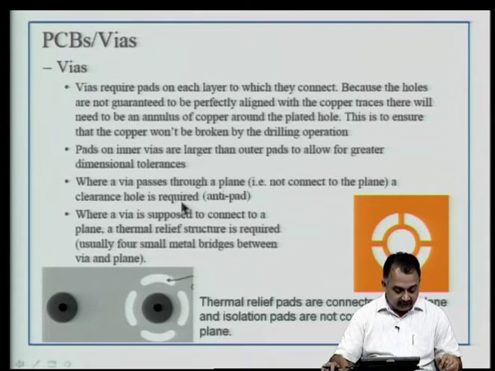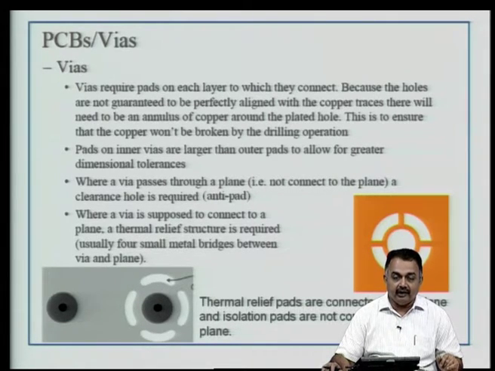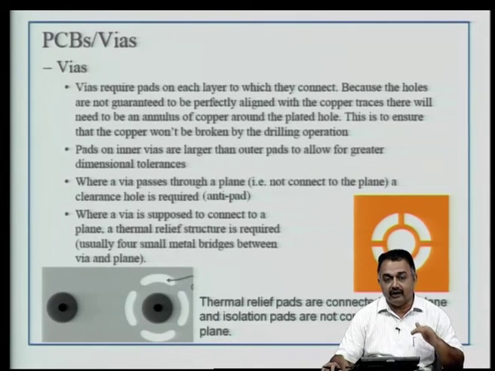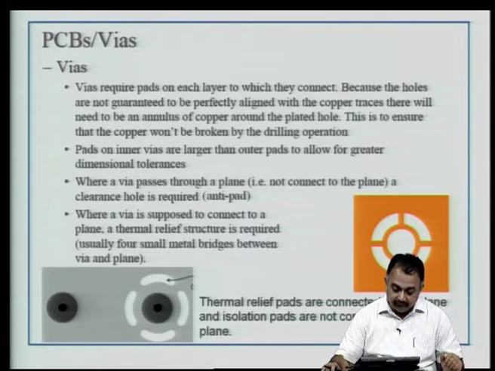Now, I would like to explain what a thermal relief pad is and what anti-pad information is. Basically, if you look at the previous classes, I have explained that vias are required on every layer. If it is a double sided board, you require vias to connect layer 1 and layer 2, and in multi-layer boards you will have different sets of vias connecting different electrical layers on your board.